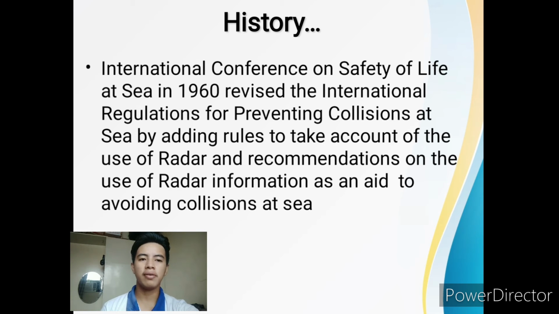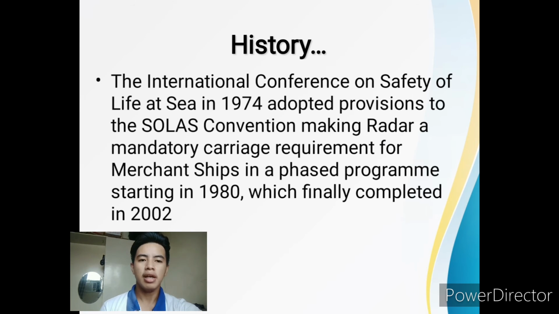The International Conference on Safety of Life at Sea in 1960 revised the international regulations for preventing collisions at sea by adding rules to take account of the use of radar and recommendations on the use of radar information as an aid to avoiding collisions at sea. The International Conference on Safety of Life at Sea in 1974 adopted provisions to the SOLAS convention making radar a mandatory carriage requirement for merchant ships in a phased program starting in 1980, which was finally completed in 2002.